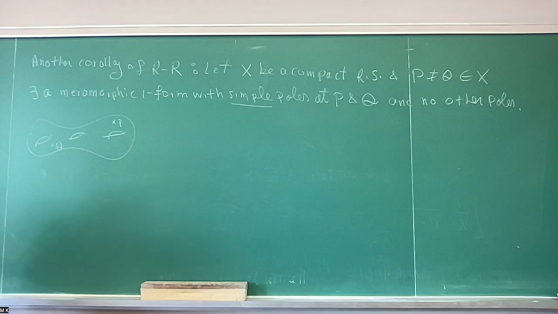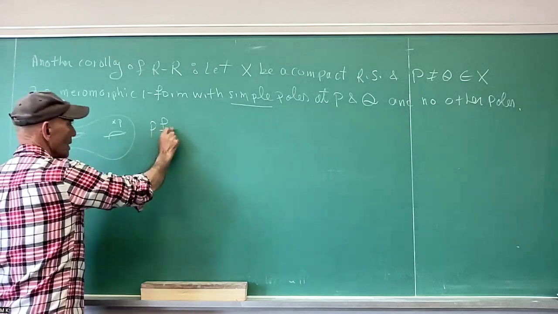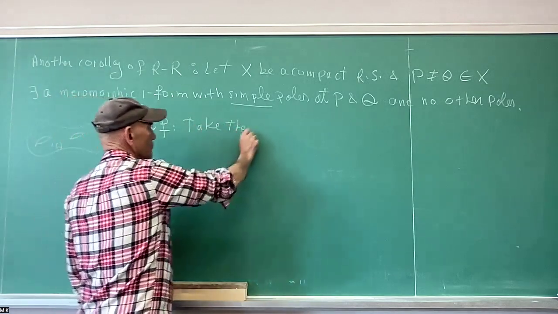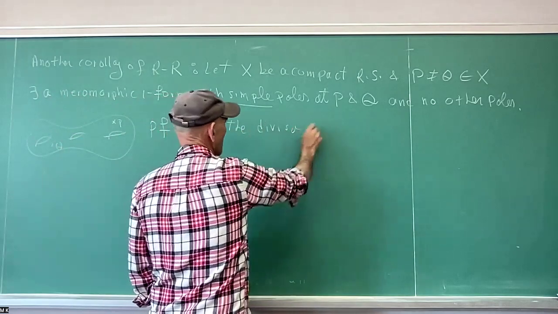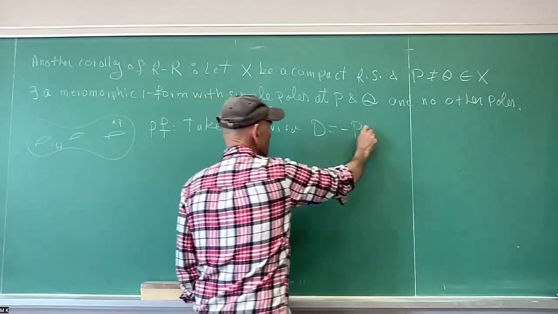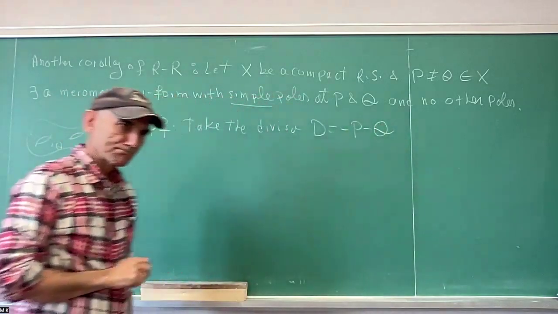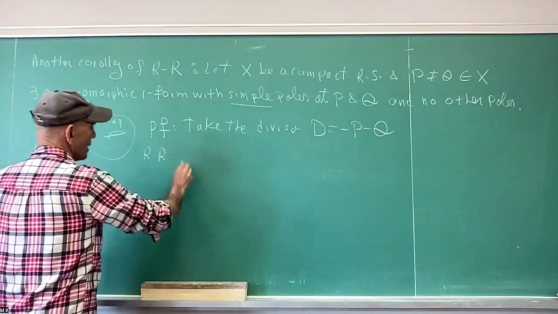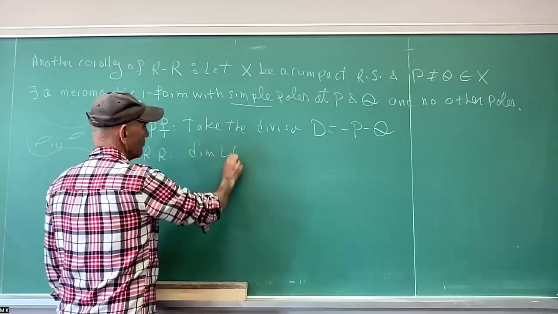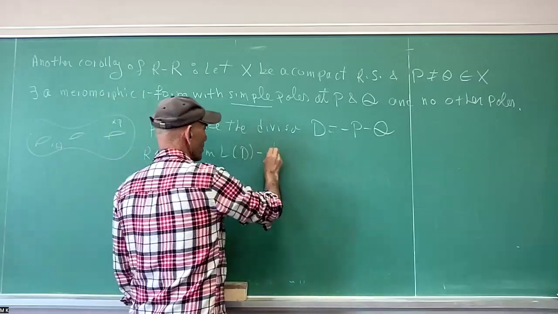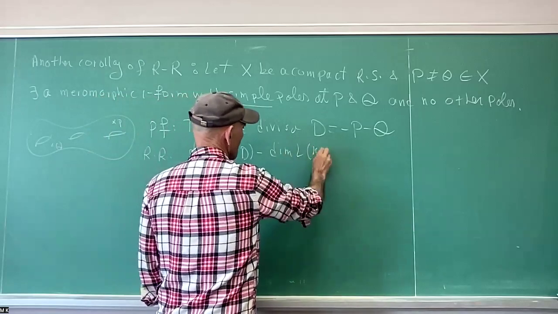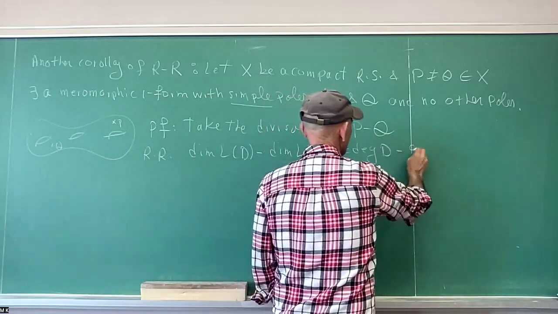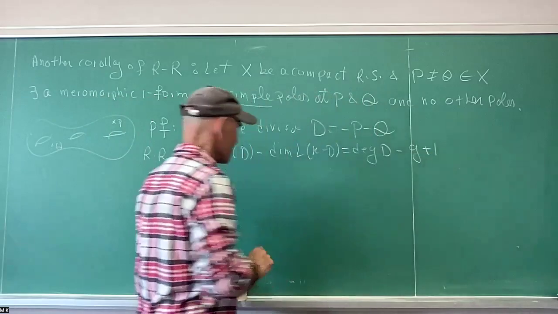So how can we prove this? Proof. Let's take a divisor D equal to minus P minus Q. Right? So Riemann-Roch says the following. It says that dimension of L of D minus dimension of L of K minus D is equal to degree of D minus G plus 1. Okay?